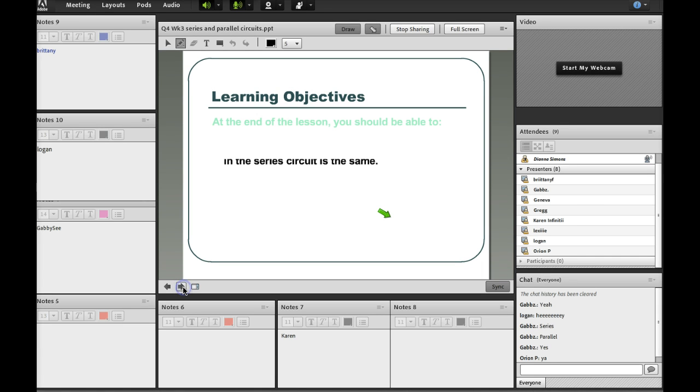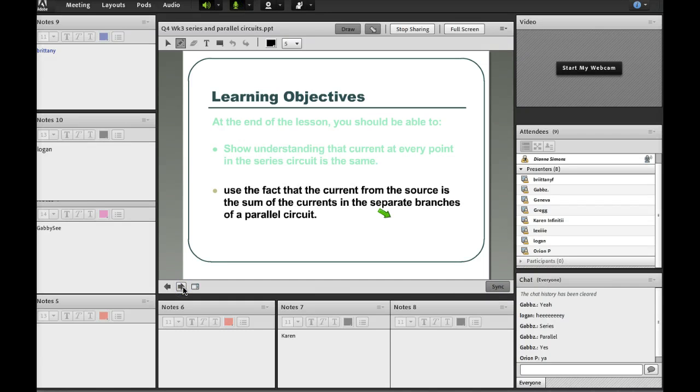By the end of this lesson, you're going to be able to understand the current at every point in a series circuit is always going to be the same. So if you start out with 3 amps, through the entire circuit, you're going to get 3 amps. But in parallel, if you start out with 3 amps, it's going to divide up into each one of those branches. So each branch is going to have less than 3. But when you add up the current across each branch, it's going to add up to 3.